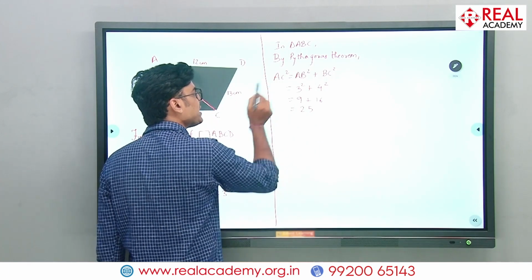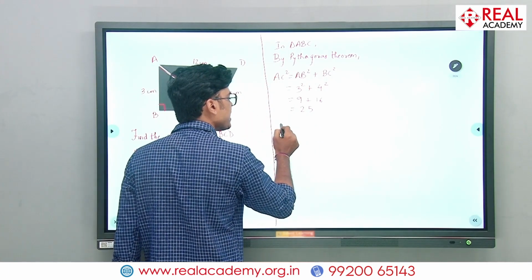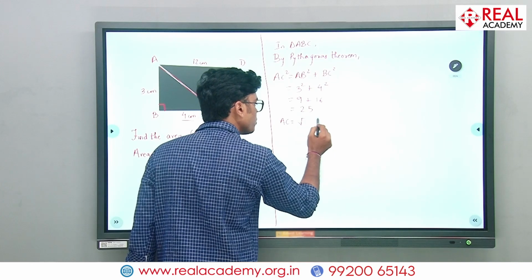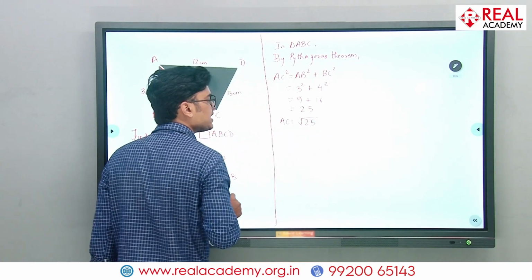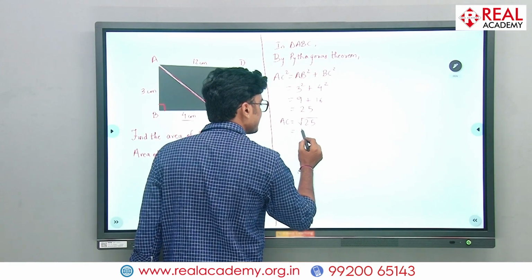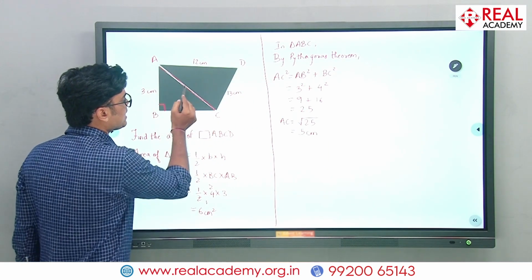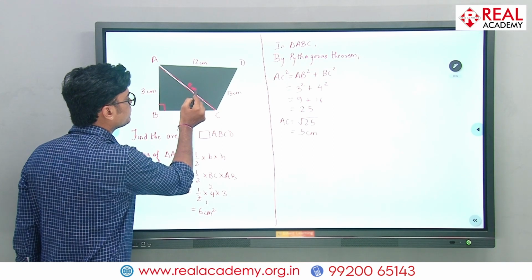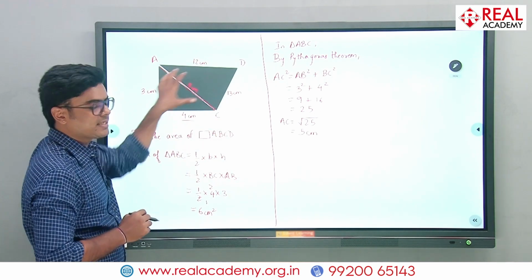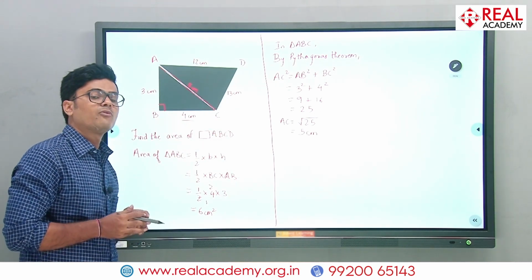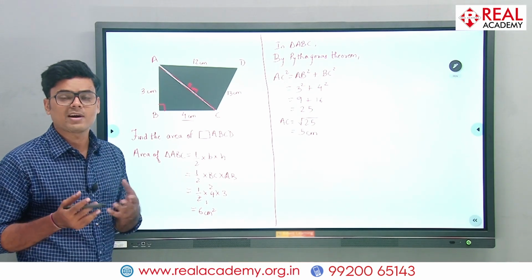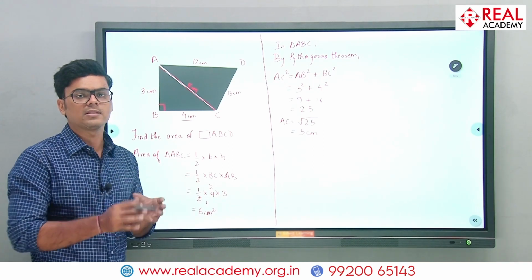Okay, this is the value of AC square, but we need the value of AC. So we will take square root on both sides. AC will be equal to square root of 25, that is 5 centimeter. So we got the third side of this triangle, that is 5 centimeter. Now we have all the three sides of this triangle. We just need to find the area using Heron's formula. Why? Because we don't know the height, but we know the three sides.